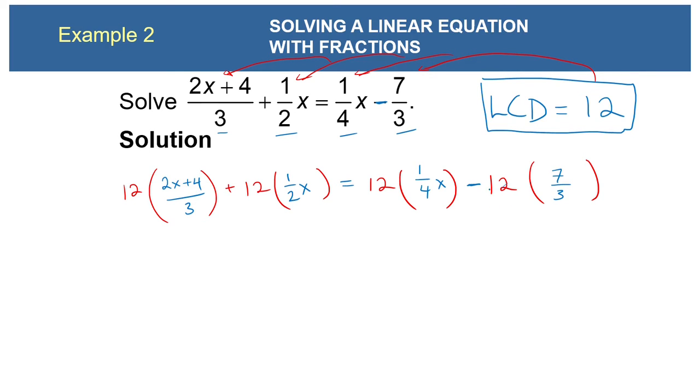Now it's up to you if you want to put the negative on the inside, then you'll have to change this to a plus. If you leave the negative on the outside, make sure the inside is a plus. So let's see what simplifies. The 3 reduces with the 12, making that a 4. The 2 reduces with the 12, making that a 6. 4 reduces with 12, making this a 3. And the 3 reduces to a 1, and this 12 reduces to a 4. Now that's the beauty behind the LCD. It can be used to get rid of all these fractions.